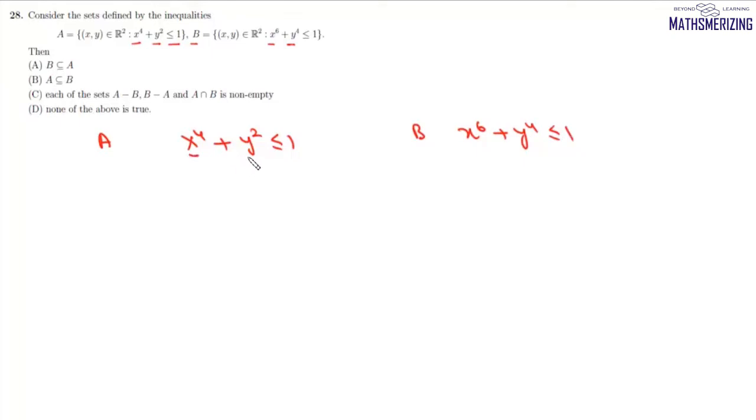Now since both the powers are even powers, and this expression is less than or equal to 1, that means x to the power 4 is less than or equal to 1, and y square is also less than or equal to 1. In the same way, x to the power 6 is also less than or equal to 1, and y to the power 4 is also less than or equal to 1.